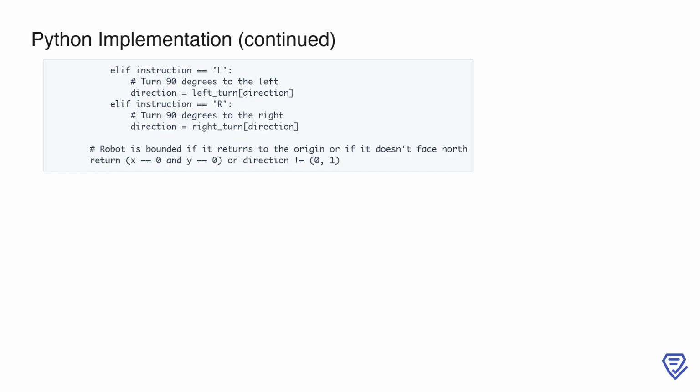After processing all the instructions, we determine whether the robot is bounded. The robot is considered bounded if it returns to the origin, meaning both x and y are 0, or if it does not face north 0, 1, after the sequence. This ensures the robot's path will loop within a circle. Finally, we return the result of this condition as the output of the function.